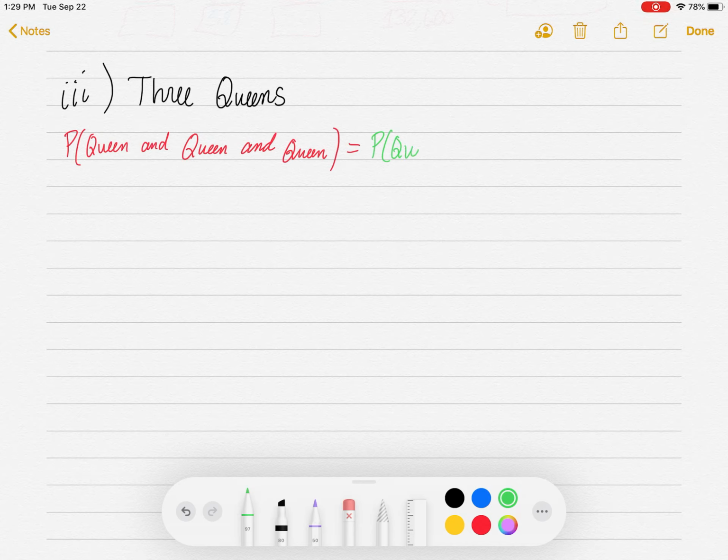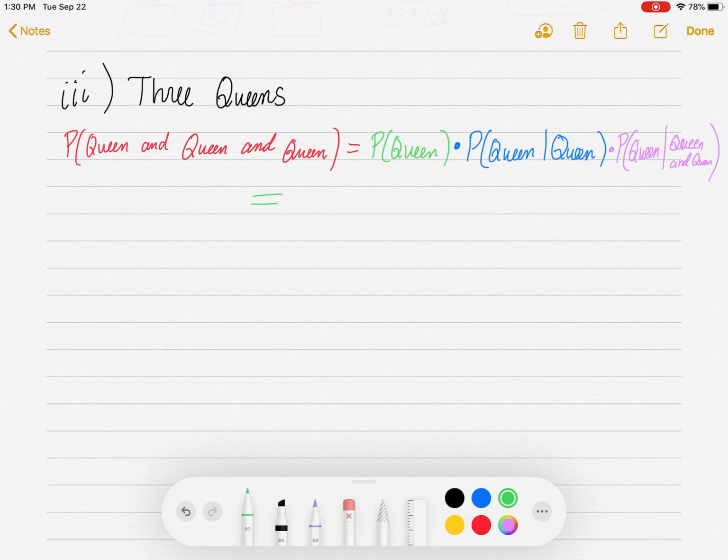Okay, so first go around, probability of getting a queen. Times, using the multiplication rule, you write the probability of getting a queen, given that you already got a queen on the first draw. And then finally, multiply by the probability of getting a queen, given that, or after that, you got queens on the first and second draw. So a queen and a queen.